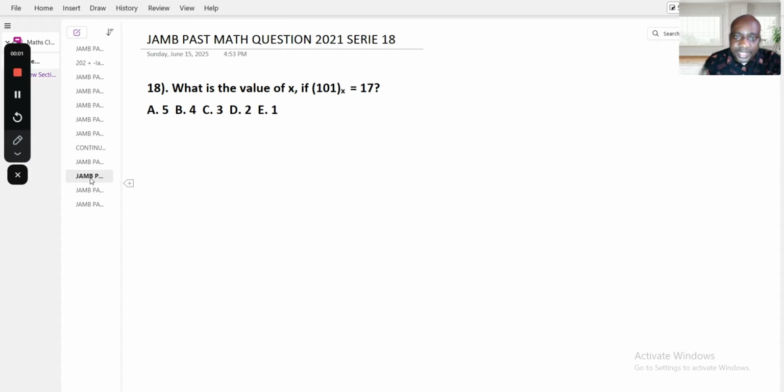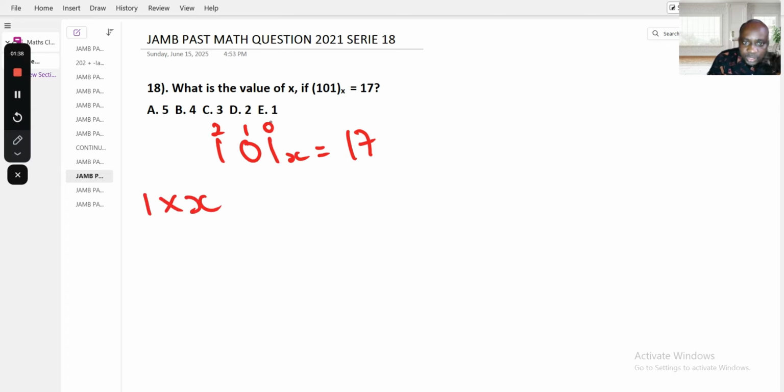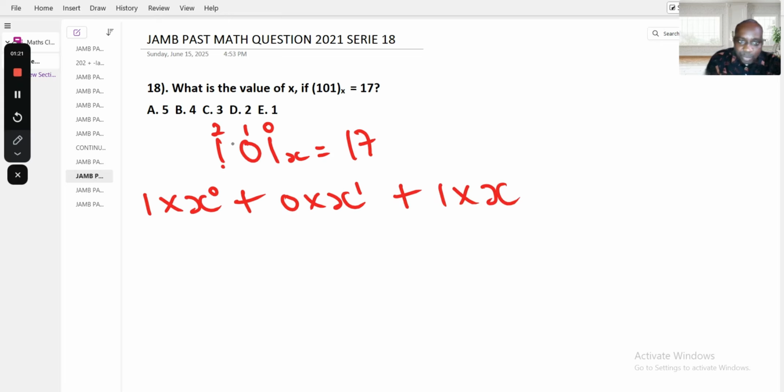Let's move to the next question. What is the value of x if 101x equals to 17? Let's write out the question. When you have something like this, you start labelling from 0, 1, 2. That's how you label it. Now, you multiply this by the base. 1 multiplied by x, what is above that 1 is 0, plus again 0 multiplied by the base raised power 1, plus again 1 multiplied by x. What is above that x? 2.